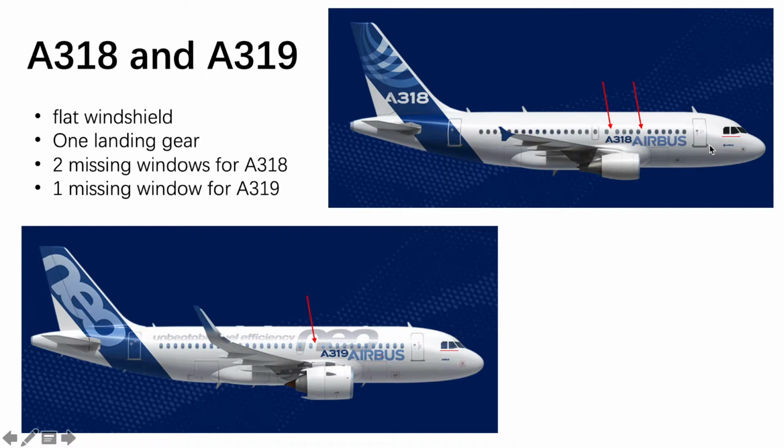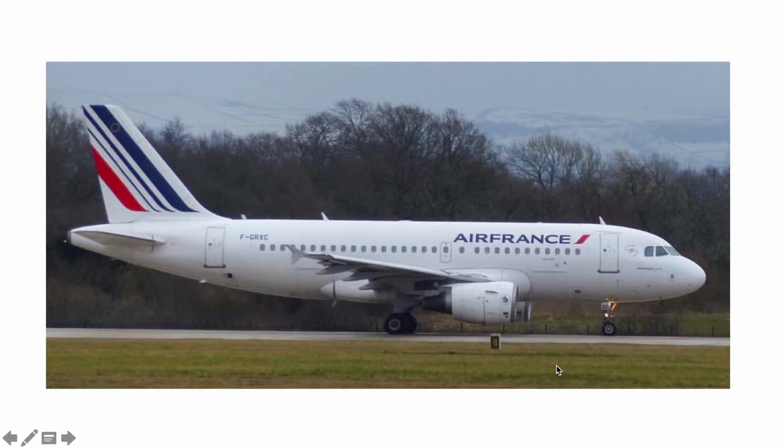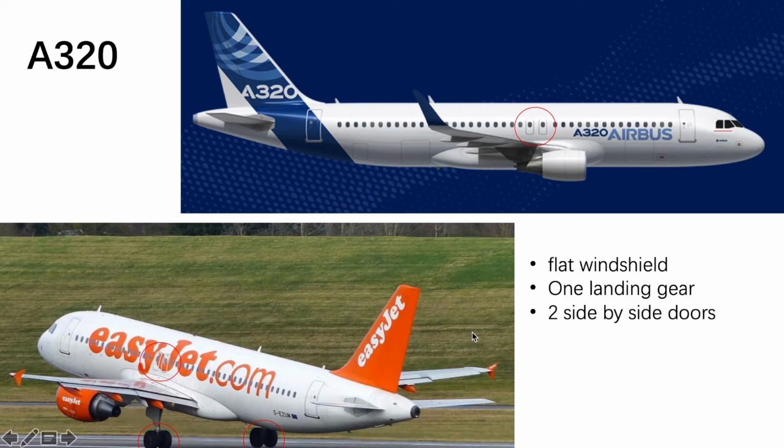For A318 and A319, both of them have missing windows in the fuselage. You can see for A318, it has two missing windows. For A319, it has one missing window. Here is the Air France A319. You can see flat windshield, one pair of landing gear, and one missing window. So it's the Airbus A319.